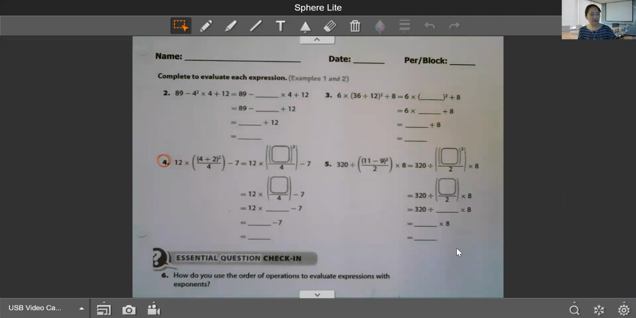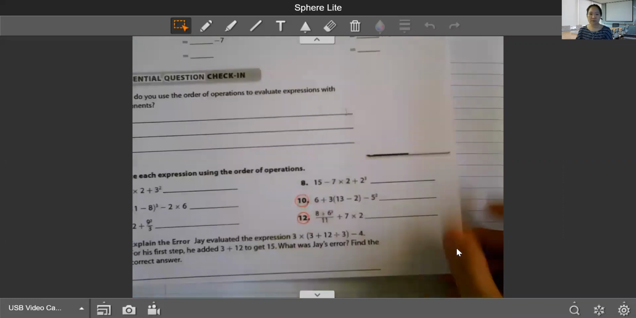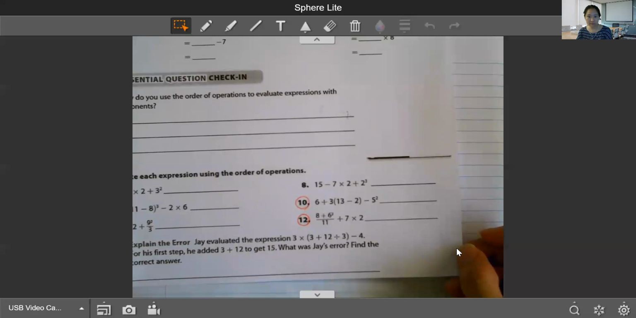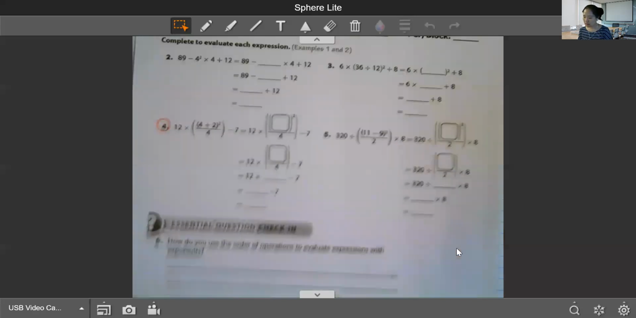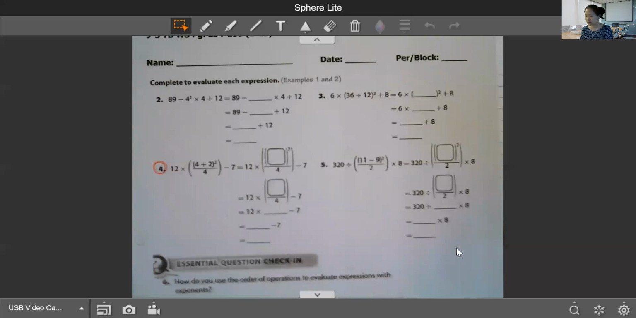So what I have in front of me is the worksheet I printed out, which is your homework for the day, and I'm going to go over three of these problems: number 4 and numbers 10 and 12. Even though I printed this out, I am not going to show the work here. Obviously, I'm going to show my work in my spiral notebook.